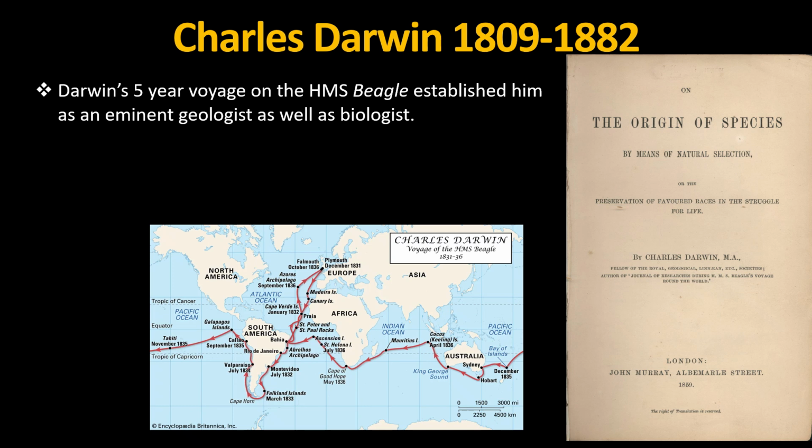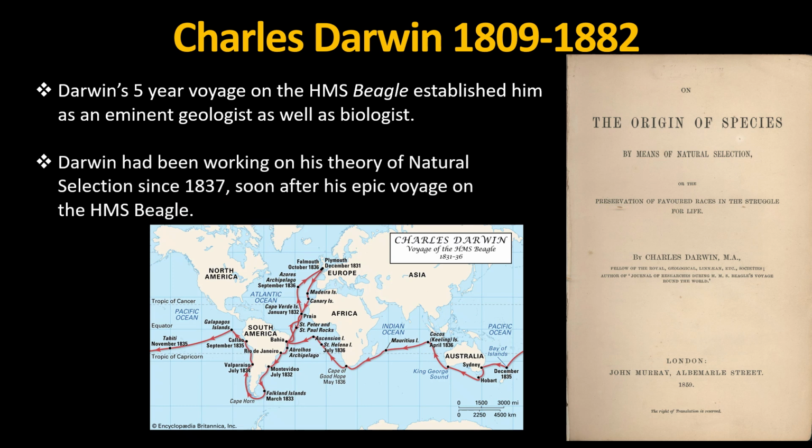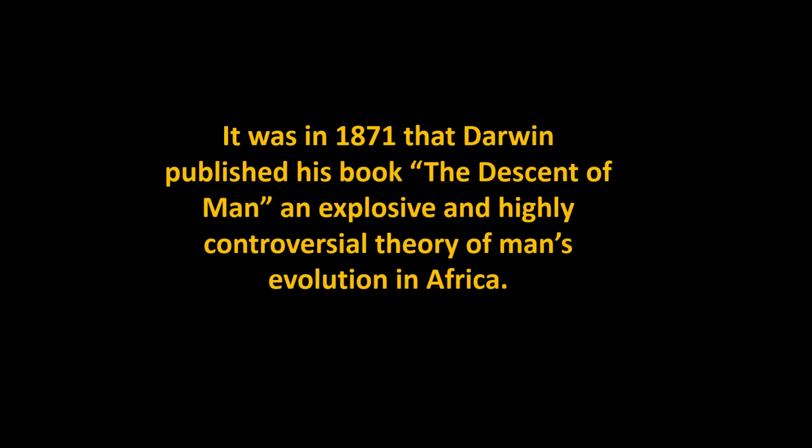The understanding of the geological time scale profoundly shaped his later thinking on the slow, gradual nature of evolutionary change, which he described in his book, The Origin of Species, written in 1859. Darwin had been working on his theory of natural selection since 1837, soon after his epic voyage on the HMS Beagle. It was in 1871 that Darwin published his book, The Descent of Man, an explosive and highly controversial theory of man's evolution in Africa.